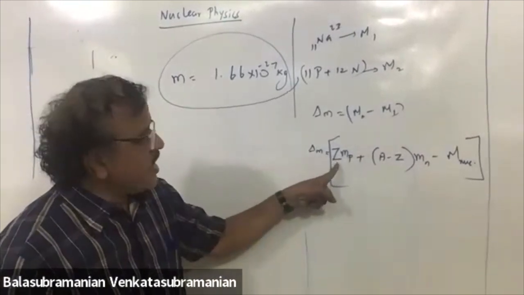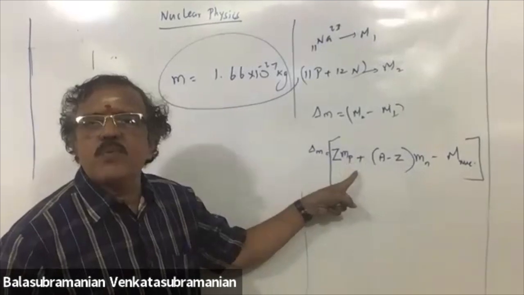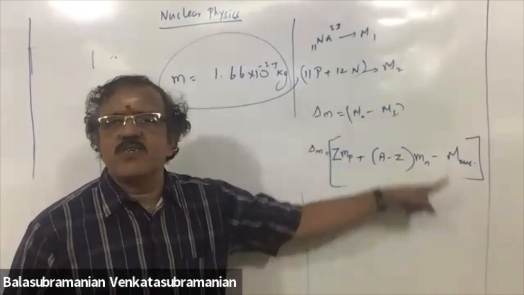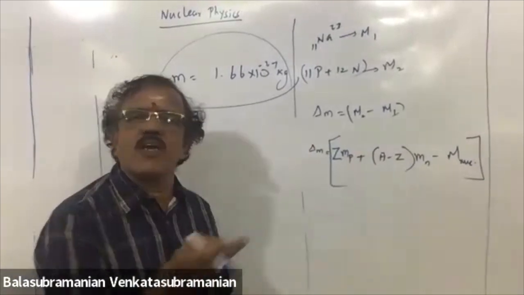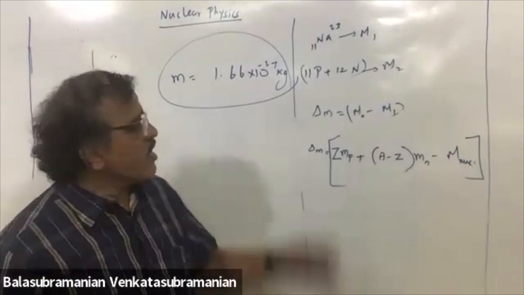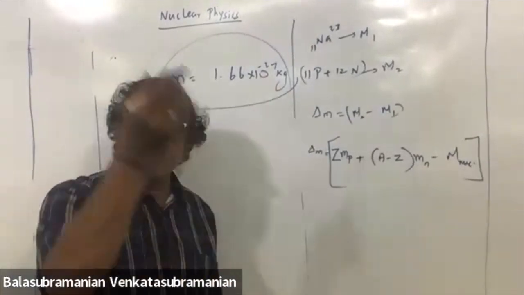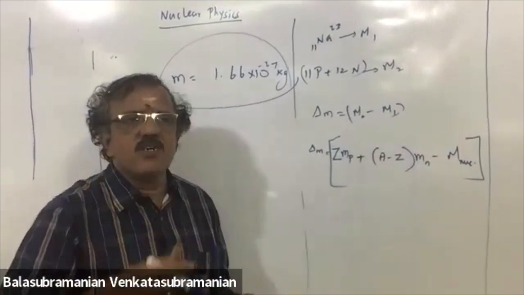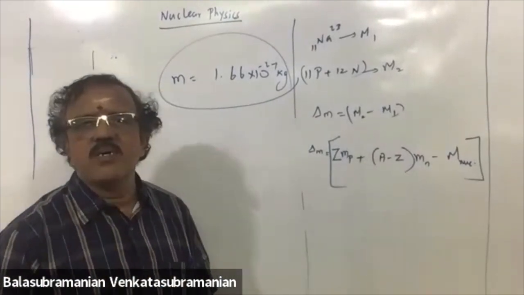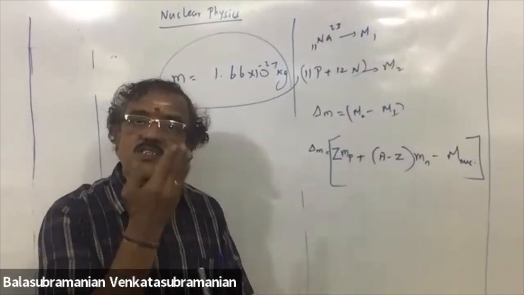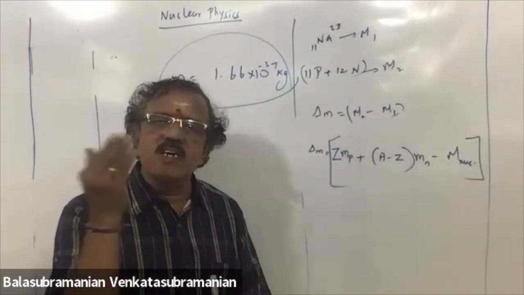However many protons you have, multiply by the proton mass, and however many neutrons you have, multiply by the neutron mass. You substitute and, for any particular element, you can calculate the mass defect. The masses are represented in kilogram: proton and neutron in 10 power minus 27 kilogram, and electron in 10 power minus 31 kilogram.